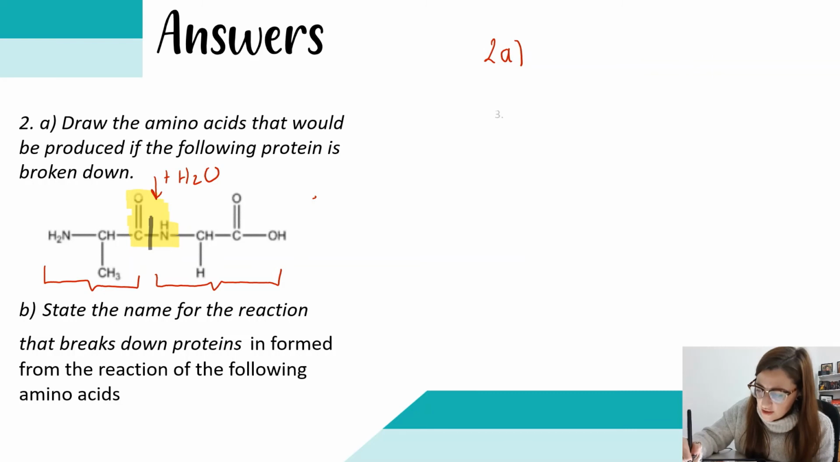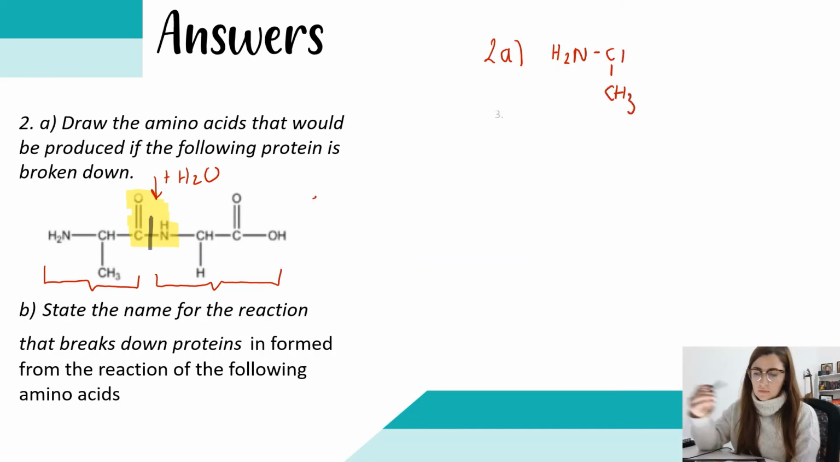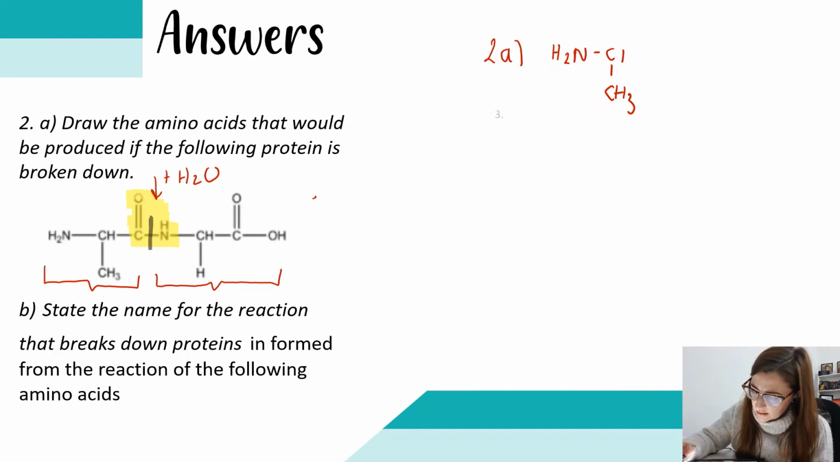So my first amino acid, I'm going to start it from the right hand side. I'm copying it out exactly as they have it here. H2NCH, CH3 and C double bond O. And I will also get an OH added onto the end here from the water that I'm adding back in. That is my first amino acid, this here.